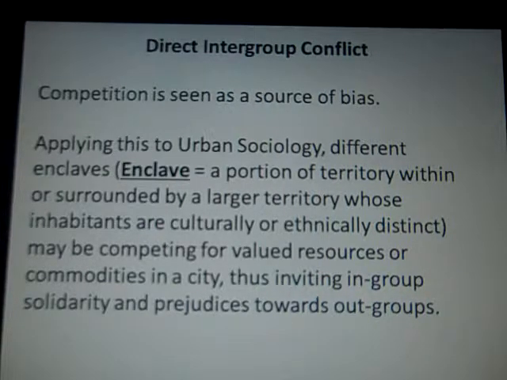And that invites in-group solidarity. In other words, people who are very similar to them in culture, language spoken, etc., tend to feel strengthened in the presence of one another and exhibit prejudices toward people who are in out-groups or not a part of their group.